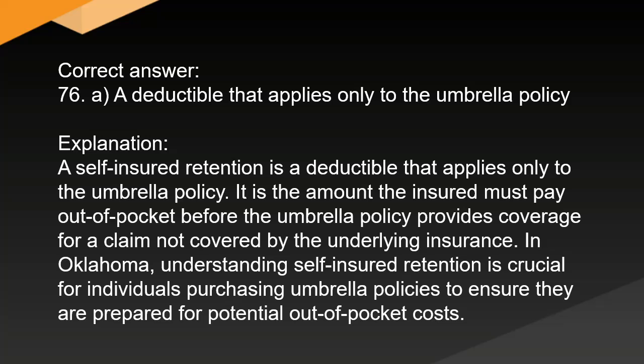Correct answer. A deductible that applies only to the umbrella policy. Explanation. Self-insured retention is a deductible that applies only to the umbrella policy. It is the amount the insured must pay out of pocket before the umbrella policy provides coverage for a claim not covered by the underlying insurance. In Oklahoma, understanding self-insured retention is crucial for individuals purchasing umbrella policies to ensure they are prepared for potential out-of-pocket costs.